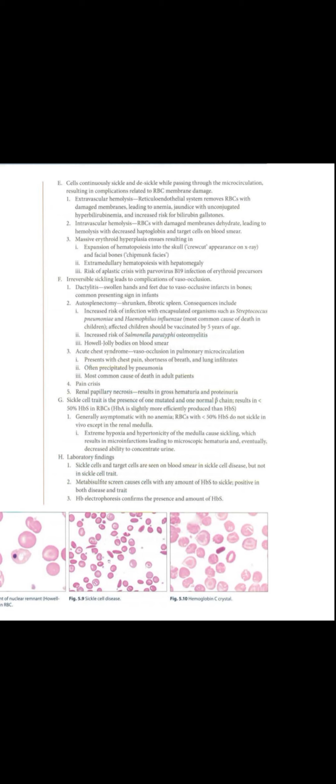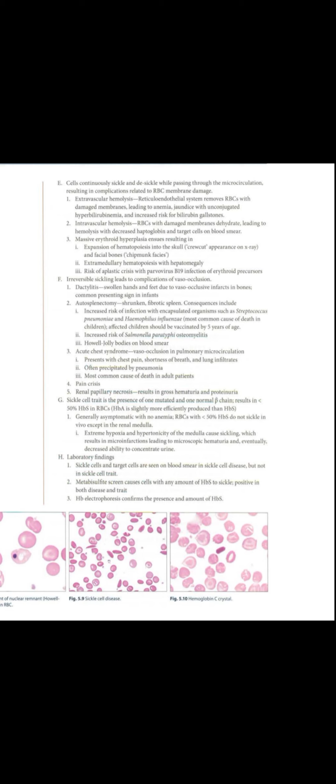Sickle cell trait is the presence of one mutated and one normal beta chain, resulting in less than 50% HbS in RBCs. HbA is slightly more efficiently produced than HbS. Generally asymptomatic with no anemia, RBCs with less than 50% HbS do not sickle in vivo except in the renal medulla. Extreme hypoxia and hypertonicity of the medulla cause sickling, which results in microinfarction leading to microscopic hematuria and eventually decreased ability to concentrate urine.